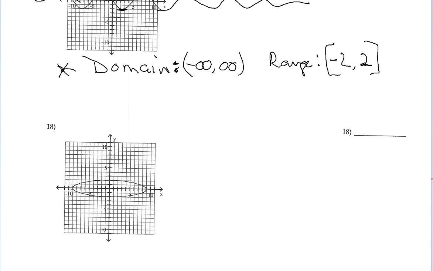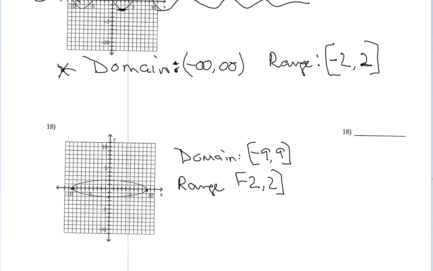Number 18, similarly, your domain is going to go from negative 9 to positive 9. Brackets again. Range is the same thing, only it's going to be negative 2 to positive 2 with brackets again.